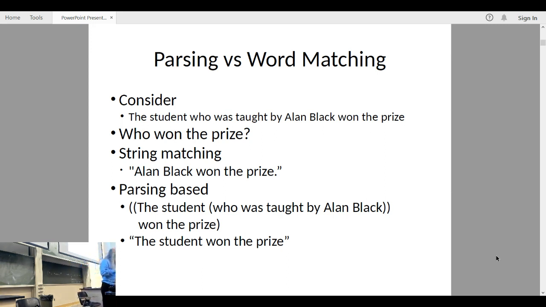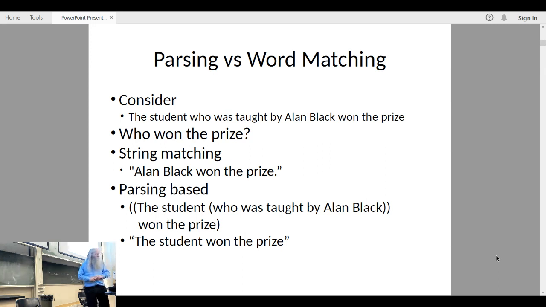Now, yes, sometimes that doesn't matter, especially in relatively short things, especially in things like dialogue, it might not matter, but it often does. And so it would be good if we could actually get that structure out of there, so when we ask the question, who won the prize, we get the correct answer, the student, rather than Alan Black.